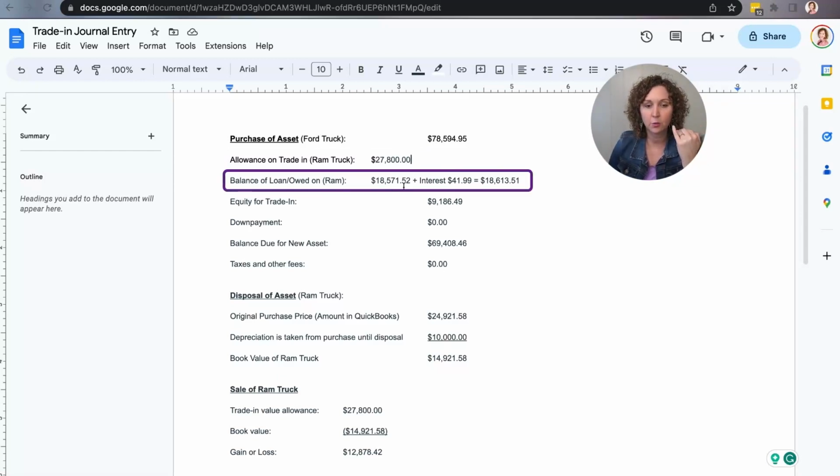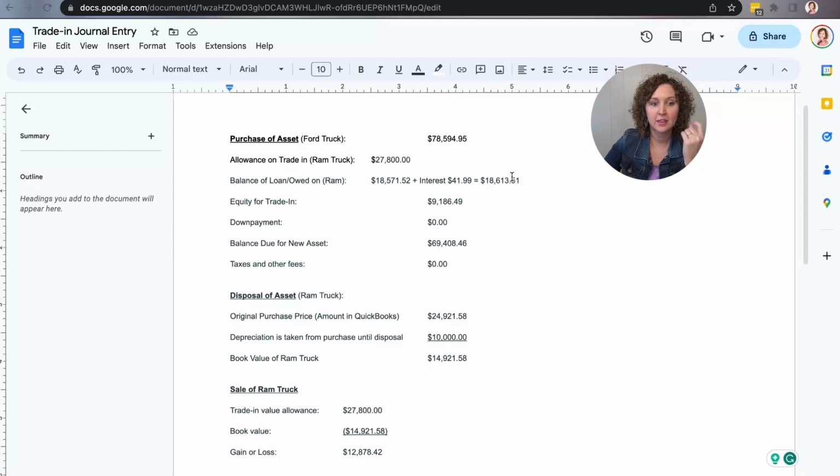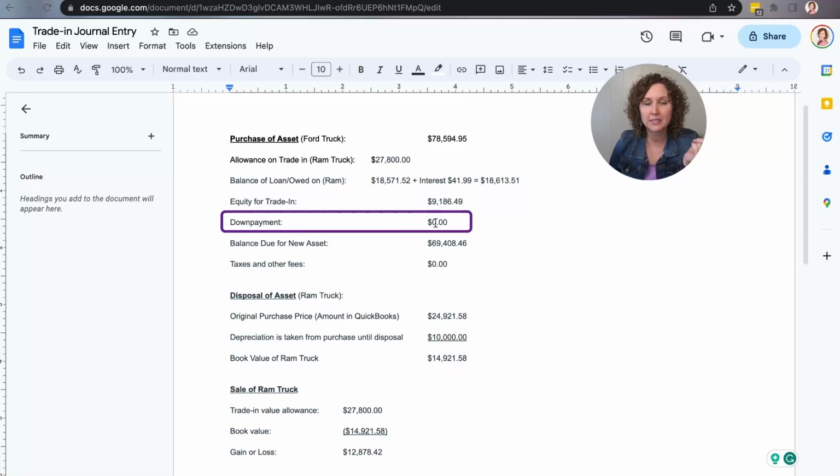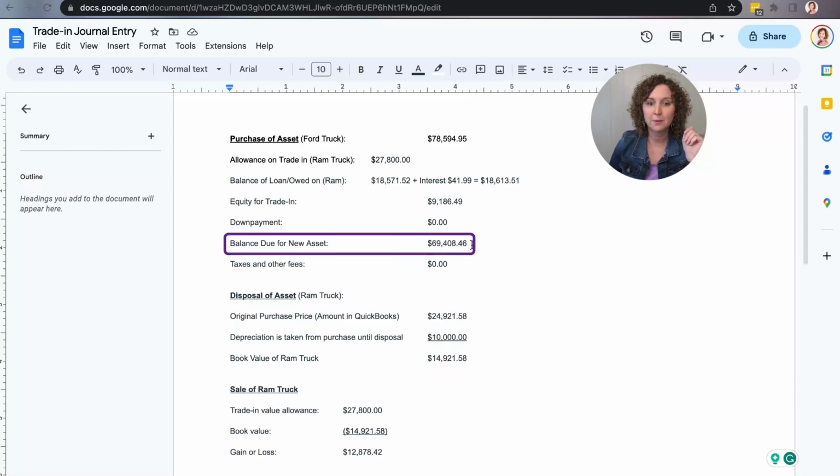If you had a loan, you're going to want to know what the loan balance was and the interest, so we know the total that we had to put towards that. That's going to give you your math: the $27,800 minus $18,613.51 will give you what's called your trade-in equity in the asset that you're trading in. If you put money down, you would put that in here. In this example, I don't have any, so it's 0, but you may have that as a factor. Then this will give you the balance of the asset.